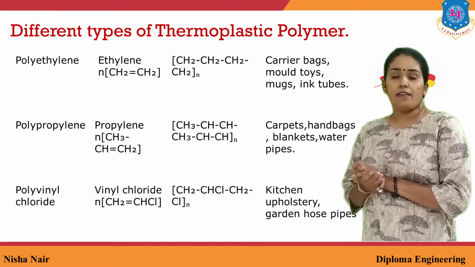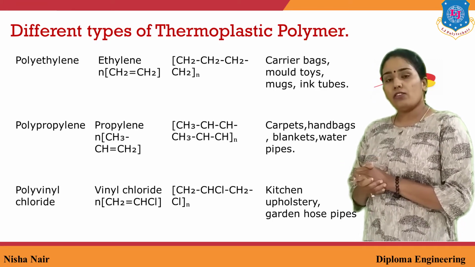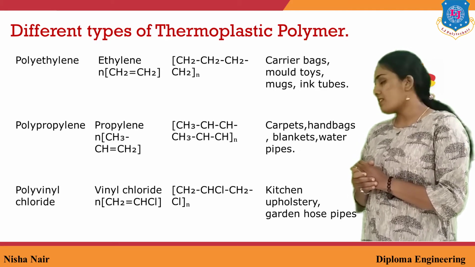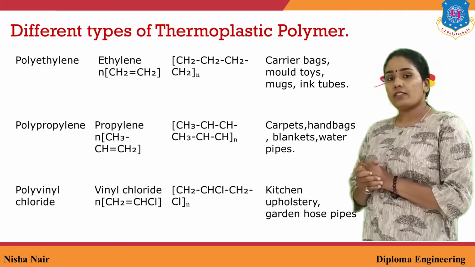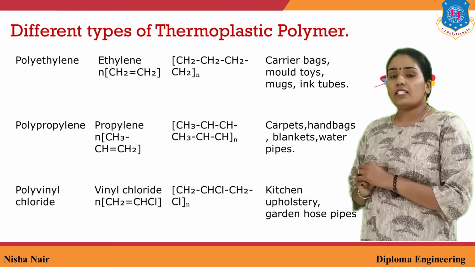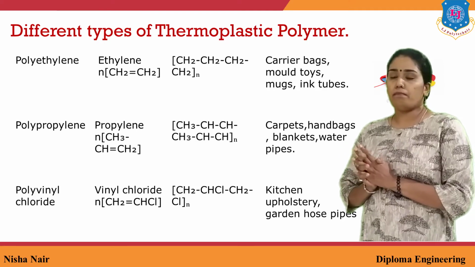Now, third you can see polyvinyl chloride, PVC. Its monomer unit is vinyl chloride and the structure is CH2=CHCl, which gives polyvinyl chloride, and it is mainly used to make PVC pipes. So PVC pipe is made up of this material.